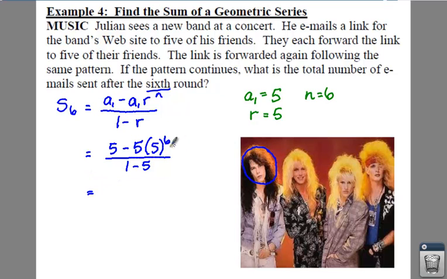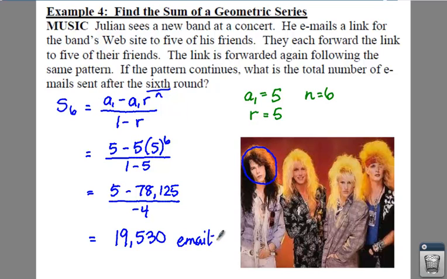So let's simplify this. Make sure you take 5 to the 6th power, then multiply by 5. Don't take 5 times 5 and then take that to the 6th power. So we're going to get a 5 minus 78,125 all over negative 4. And then if you simplify that, that's going to end up giving you a total of 19,530 emails that were sent.